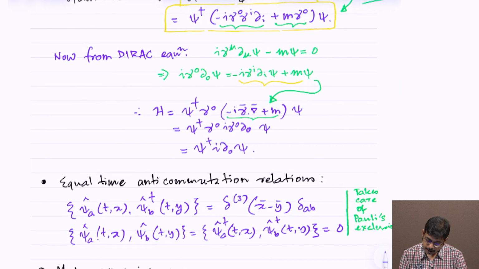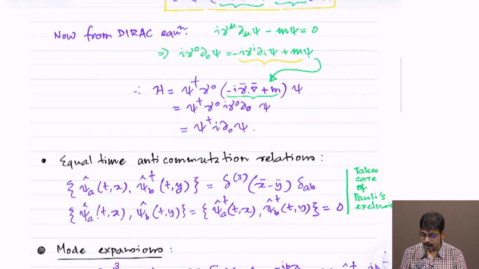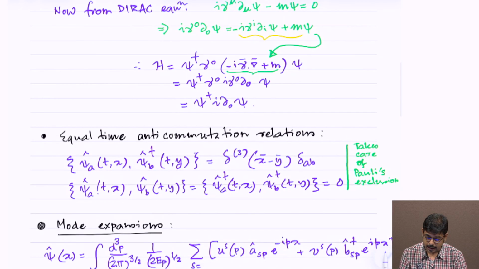Now, therefore, the gamma 0 square is actually 1. So, this is psi dagger i del 0 psi. This is as simple as that. So, this is exactly what the Hamiltonian looks like.